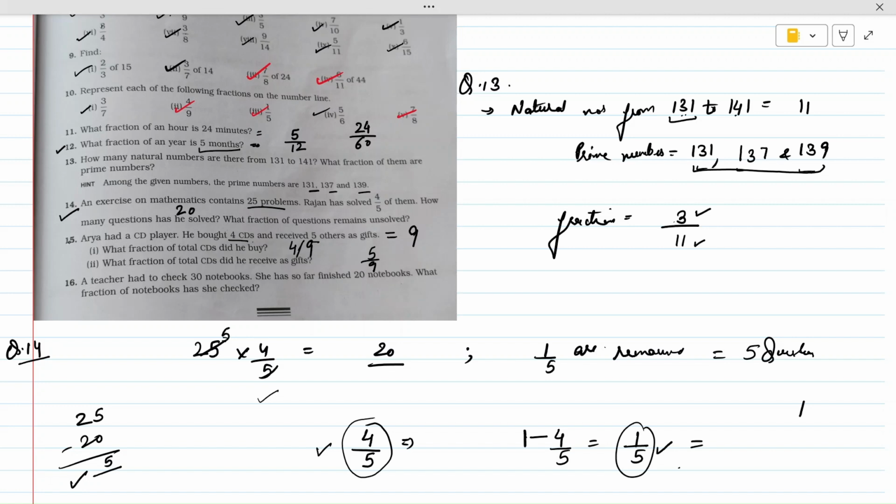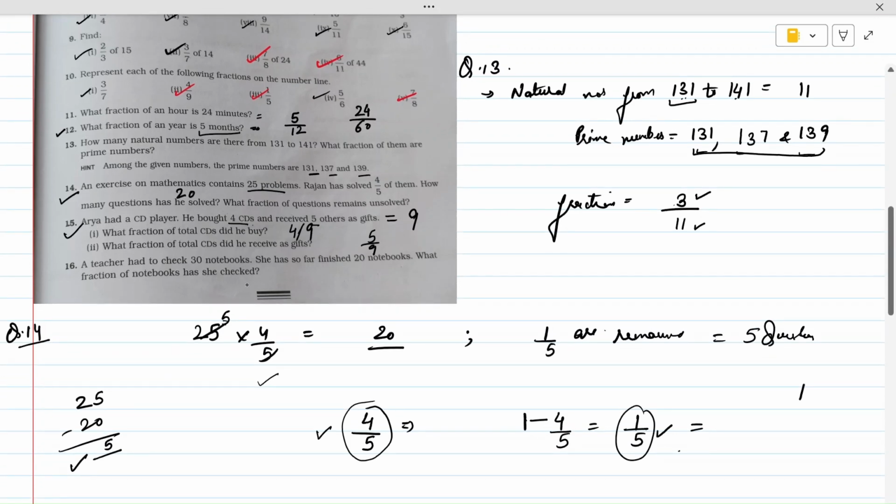Last question. A teacher had to check 30 notebooks. She has so far finished 20 notebooks. What fraction of the notebooks has she checked? So how much she has checked? She has checked 20 notebooks out of 30. So the fraction will be 20 by 30. That means 2 by 3 of the notebooks she has checked. And what is remaining if we have to find out? Remaining will be 1 minus 2 by 3. That is 1 by 3 are the remaining notebooks.